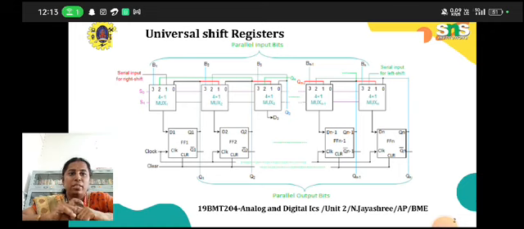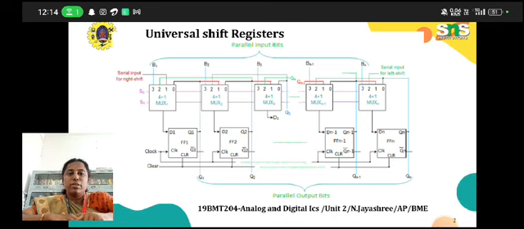Next, the parallel input bits. We give them at the top of this universal shift register, from B0 to B3 or whatever the number may be. We give the parallel inputs to each block, which has a 4:1 mux. At the top we can give the parallel input bits, and at the bottom we get the parallel output bits. This performs parallel in, parallel out and parallel in, serial out. These four operations are all under this single block diagram.